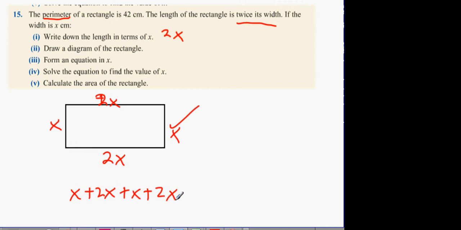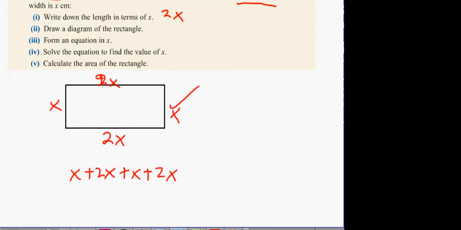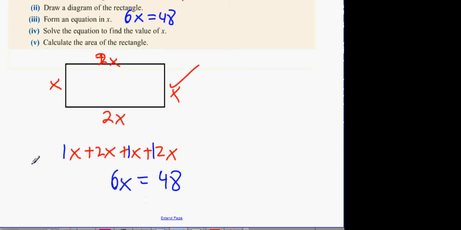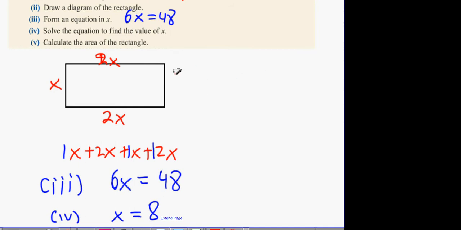How many x's do I have now? 4. But when you add them all together, 1 plus 2 is 3, 3 plus 3, 6 x's equal 48. That's your equation. How do you solve the equation? 48 divided by 6 gets us 8. So x equals 8.